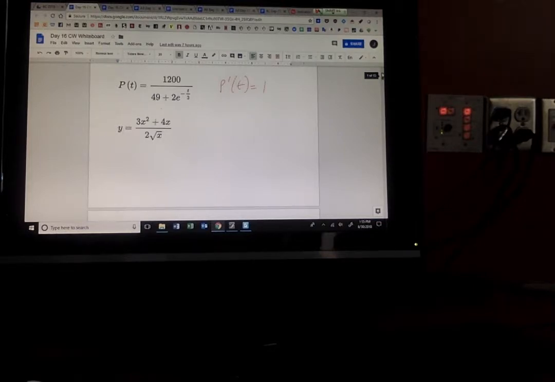So is that dP over dt? Okay. Can I cleverly pull out the 1200? Is that clear? I'm going to walk you through it. Look down. Isn't that actually like 1 over the denominator? So what's the slope of 1 over that? Negative 1 over (49 plus 2e to the power of negative t over 3) squared, times, now we find the slope of the denominator. What's the slope of 49? 0. What's the slope?